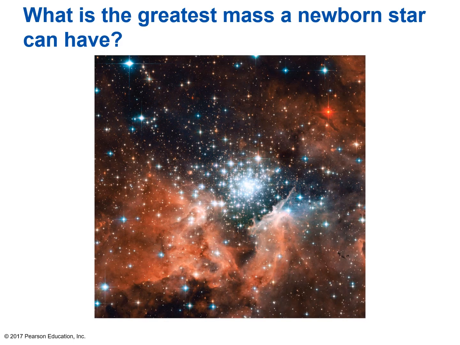So we've talked about the smallest mass a star can have, 0.08 solar masses. Anything smaller than that is going to be a brown dwarf. What about the greatest mass a newborn star can have?